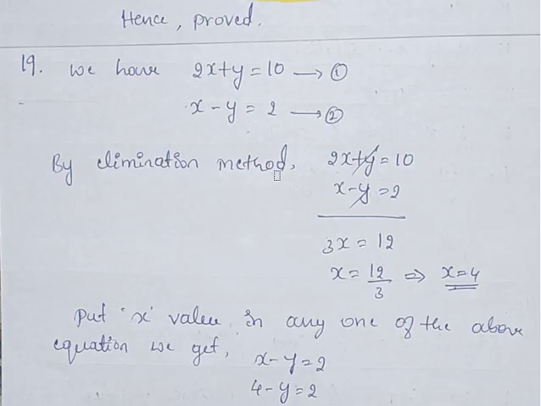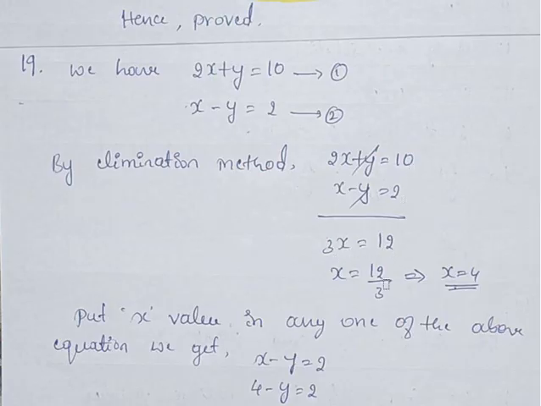By the elimination method, I already told you how to eliminate any one of the variables. Here we can easily cancel this y variable. That means 2x plus y is equal to 10 and x minus y is equal to 2. Here plus y and this is minus y, we can easily cancel here. 2x plus 1x, that means 3x you'll get, that is equal to 10 plus 2, 12.